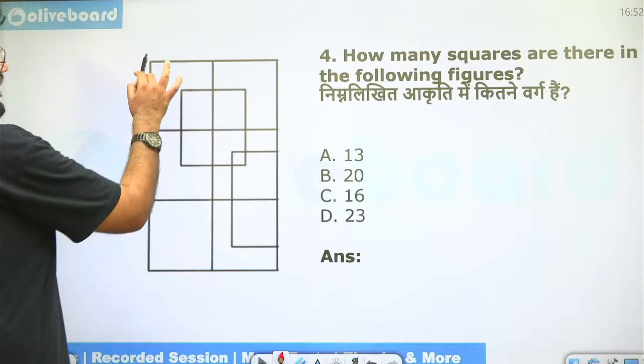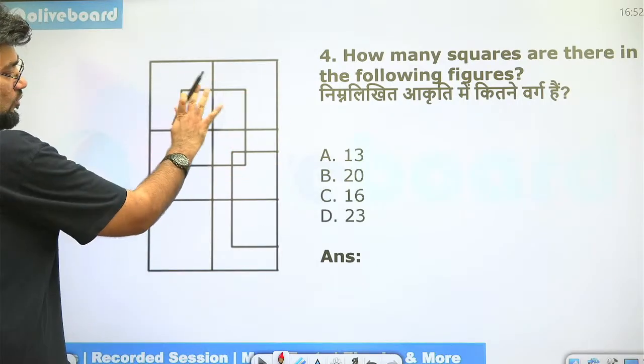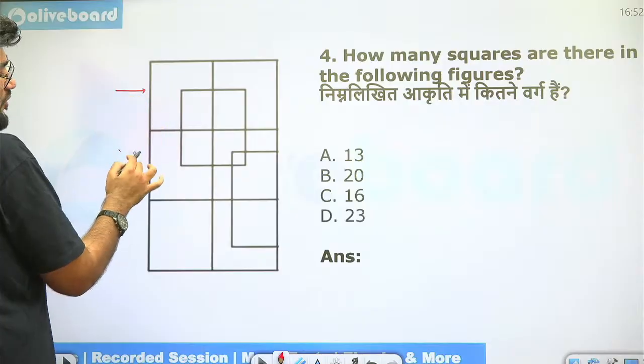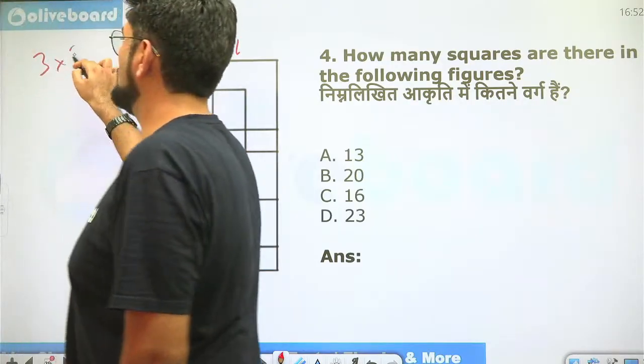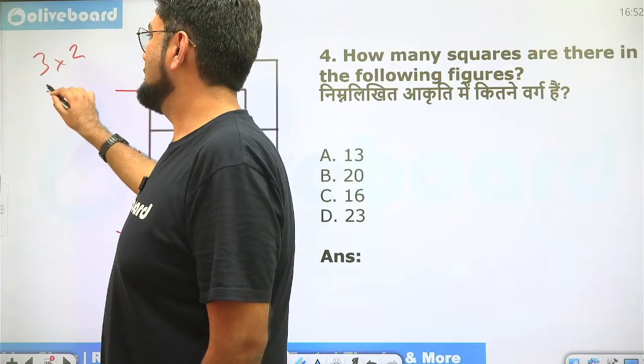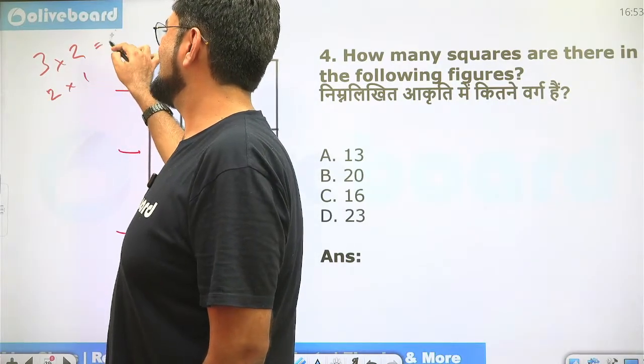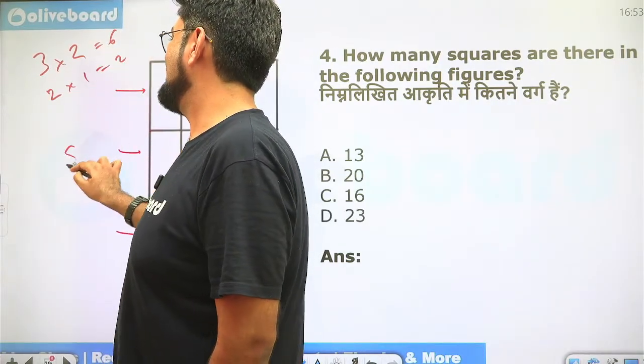Now divide this outer matrix. So look at this outer matrix first. Ignore the inner figures. So we have 1 row, 2 rows, 3 rows and 2 columns. So we'll have 3 into 2, 2 into 1. That's it. So how many squares? 6 and 2. So 8 squares we have here.